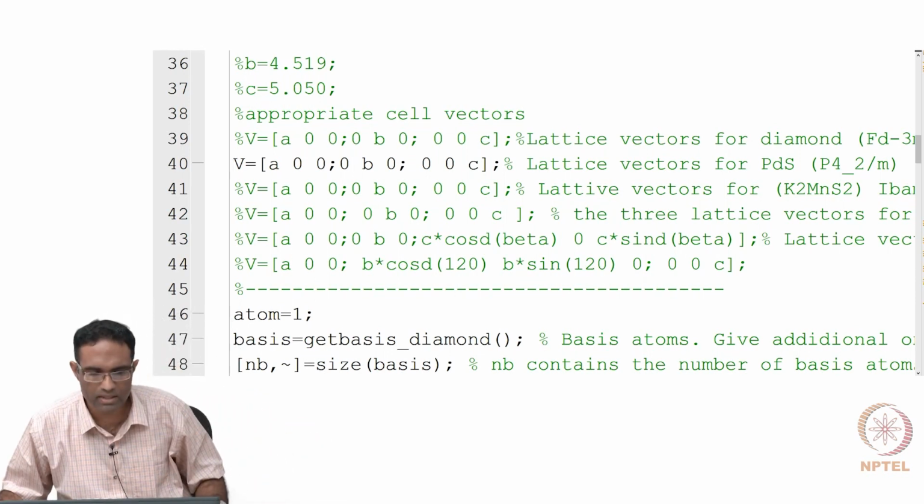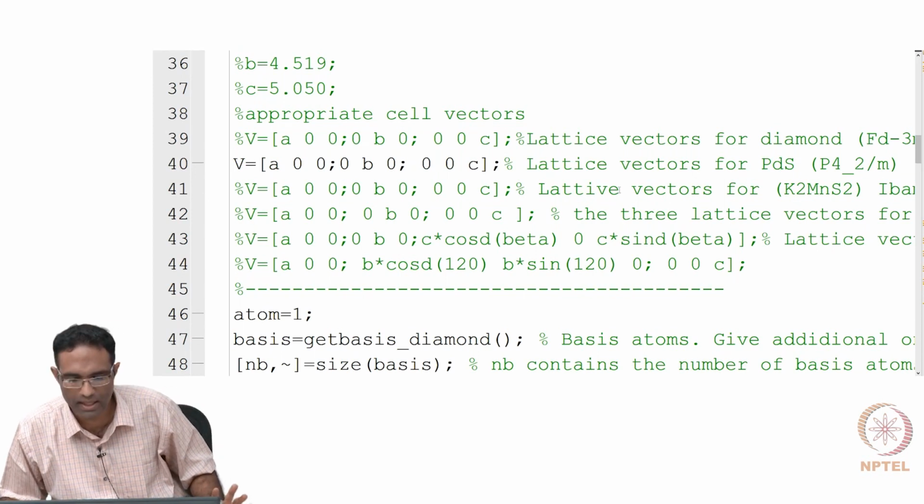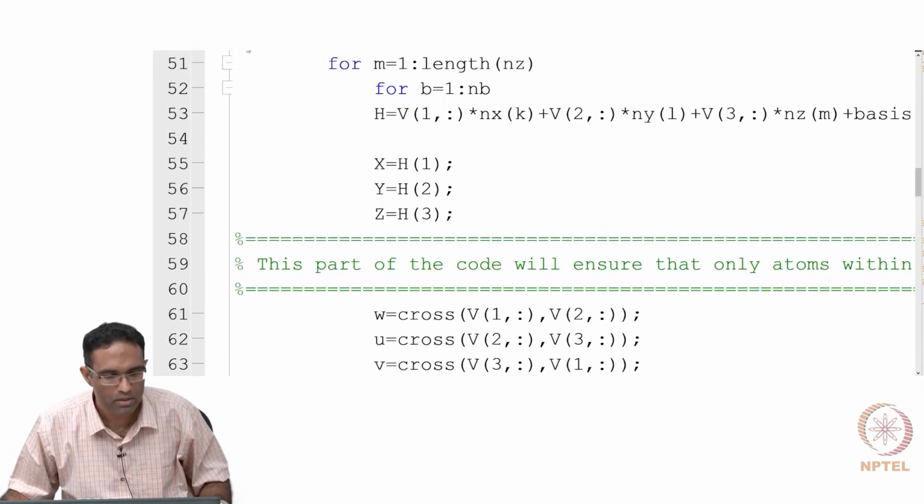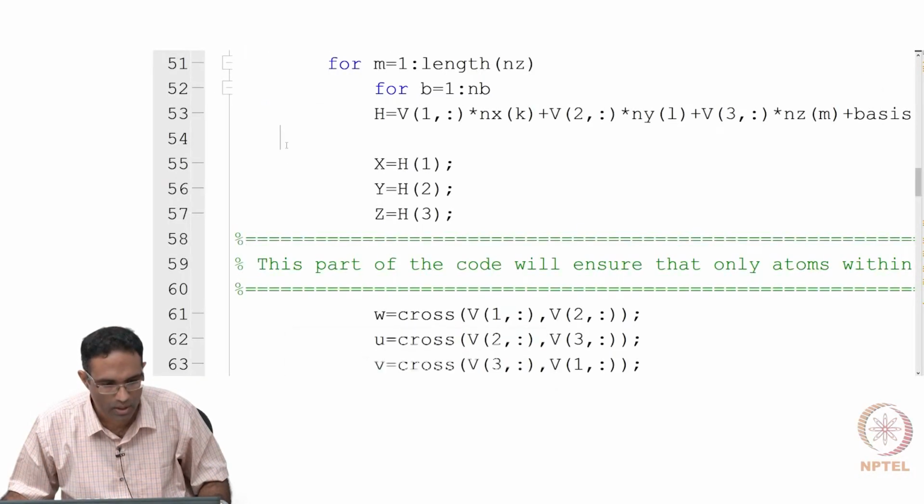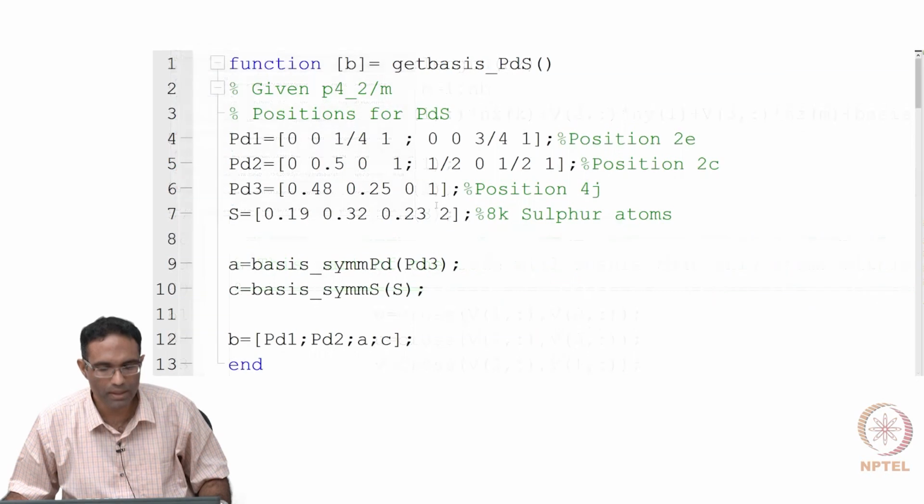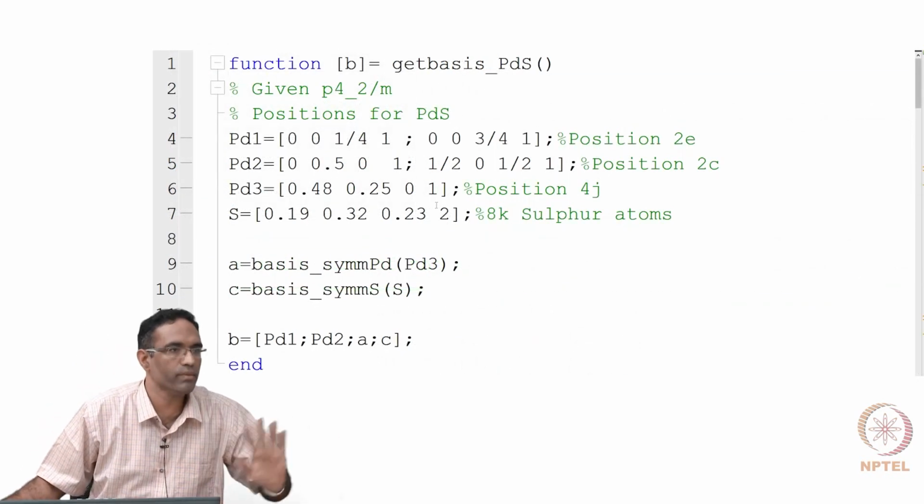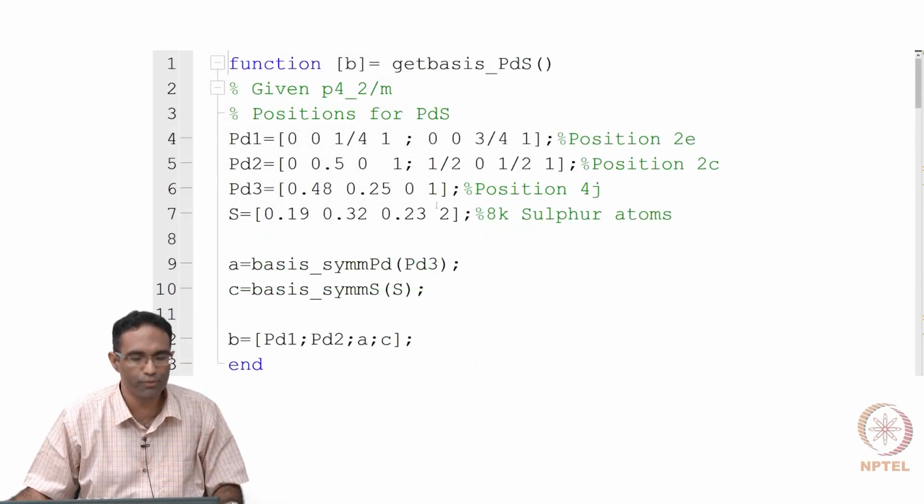I think I have an example there. We will see that. It's not PdS though. PdS is quite straightforward. In PdS we have one 8k position. So let us open that. PdS. I did not give this to you, so you don't have it with you. So I just want you to follow right here.